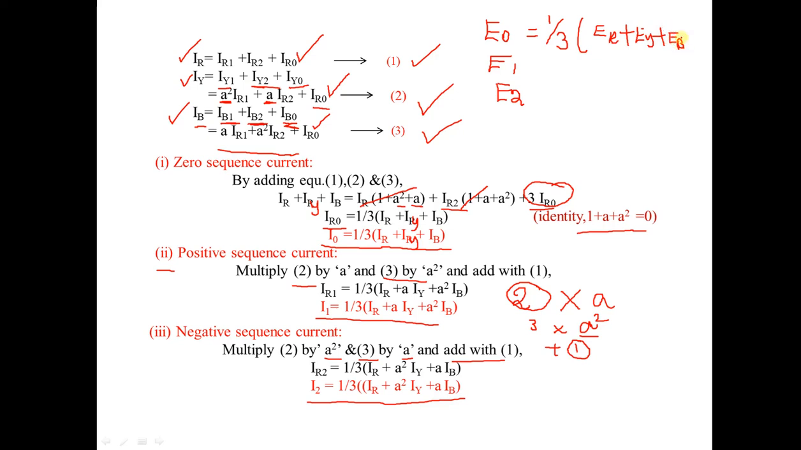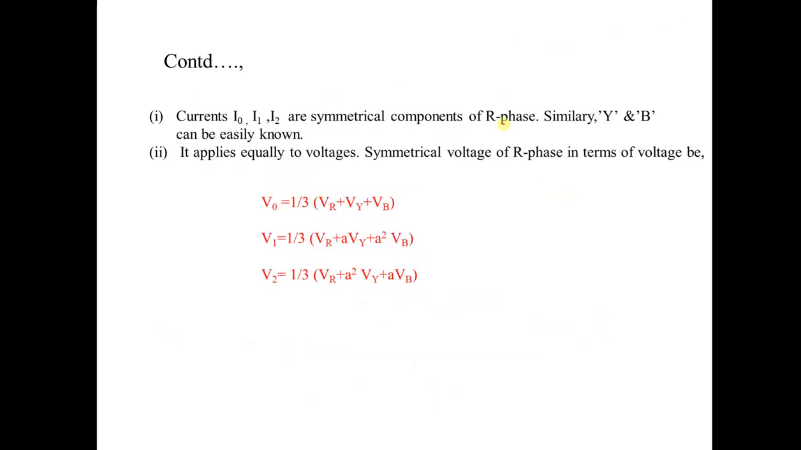Similarly, E1 will be 1/3 of the same thing, represented in symmetrical phase voltage. For the current symmetrical component of R phase, I can write this for Y phase as well as B phase, and it applies equally to voltage. So here it is represented, V0 or E0, whatever it may be, the symmetrical voltage of R phase in terms of voltage.